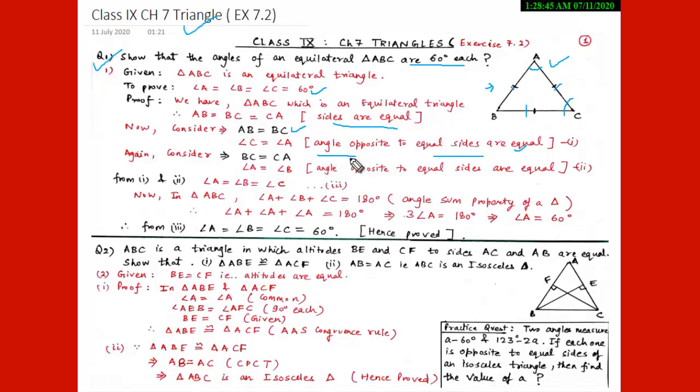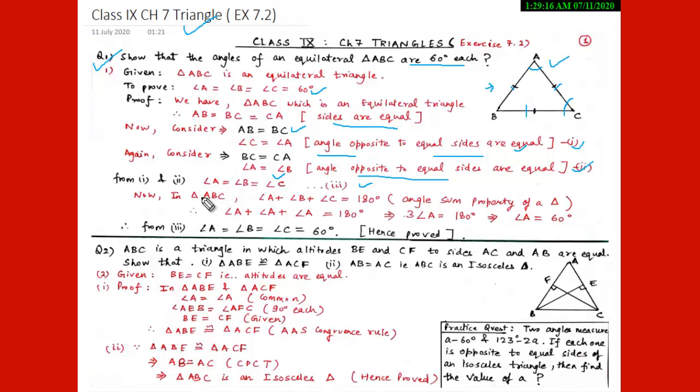And now similarly we will consider BC is equal to CA. So here also the angle opposite to side BC is angle A and the angle opposite to side CA is angle B. So from here student, angle A is equal to angle B and the reason is that angles opposite to equal sides are equal. So this is our second equation. And now from the first and second equation, you can clearly see that angle A equal to angle B and equal to angle C. So this is our third equation.